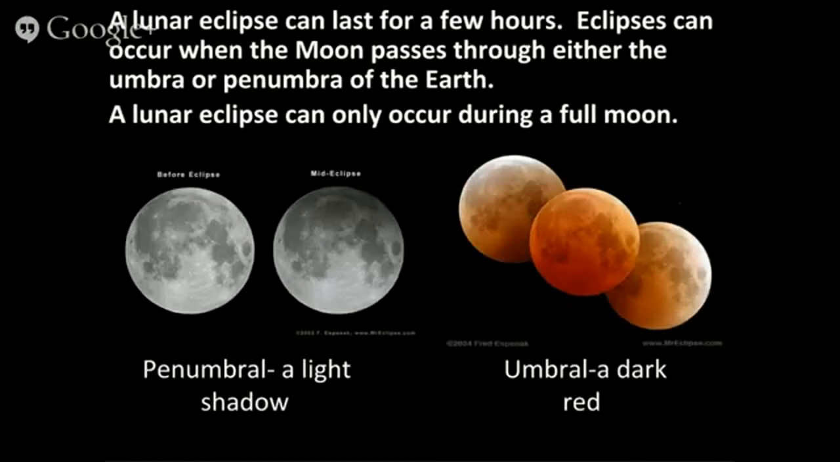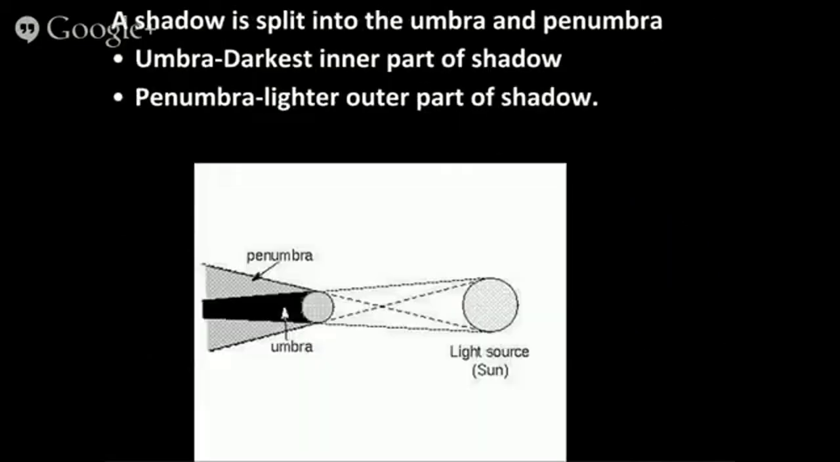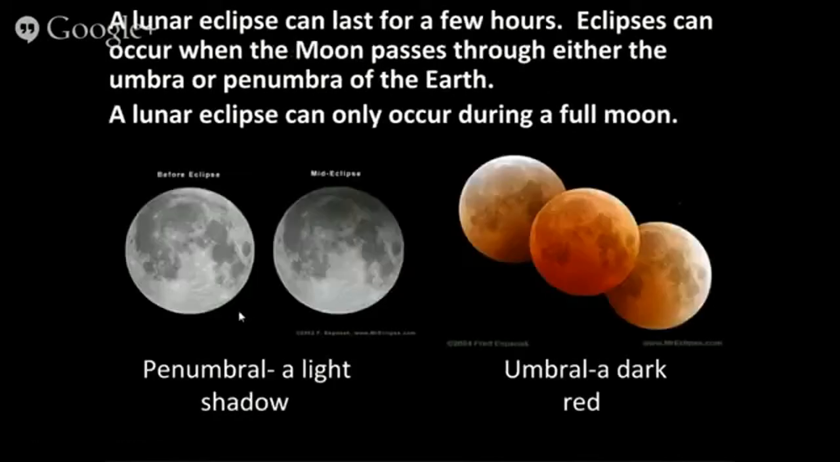So a lunar eclipse lasts for a few hours. Again, eclipses occur when the moon passes through either the umbra or penumbra of the Earth. So the Earth casts a shadow with the penumbra and the umbra, and if the moon happens to have a full moon when it's in the umbra or penumbra in that plane, we get two types of lunar eclipses. A penumbral eclipse only appears as a light shadow. If it just passes into the penumbra, you almost wouldn't even notice it. Penumbral eclipses are very common. You've likely seen a penumbral eclipse but not realized it. This is a regular full moon. This is a penumbral eclipse moon. There's hardly a difference.